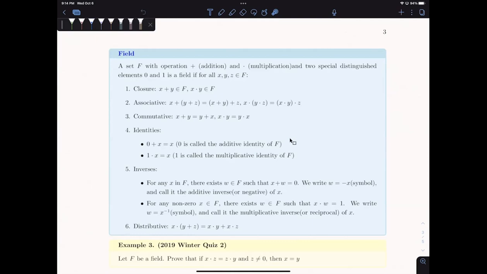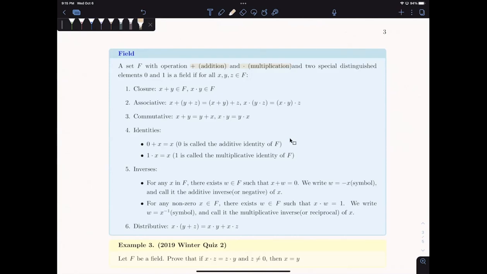Field. So what you need to know is we have two operations. One is addition. The other one is called multiplication. We just call them addition and multiplication. It's not like they are actually the usual addition and multiplication. They're just two operations. Does that make sense? Sometimes they are not usual addition and multiplication.